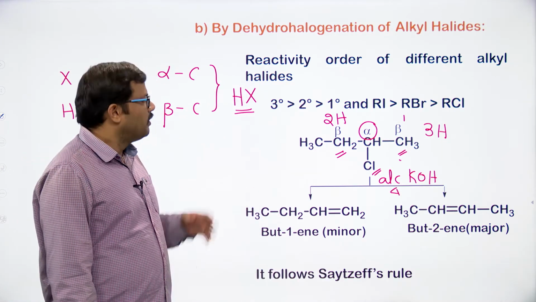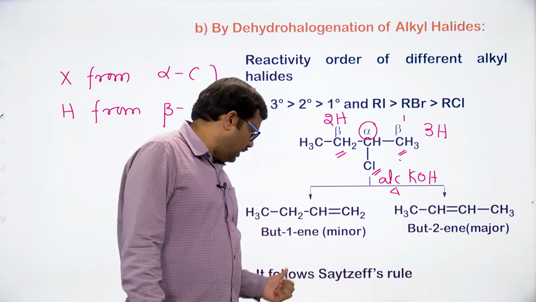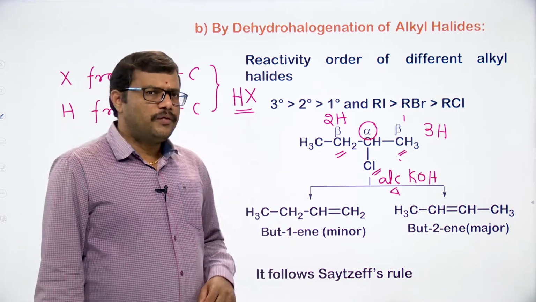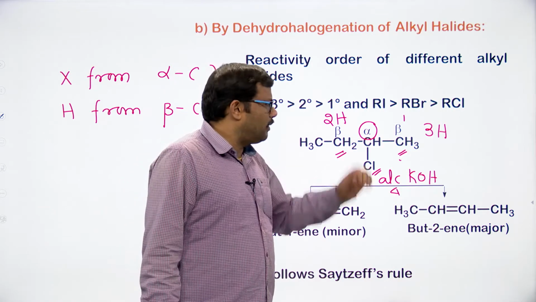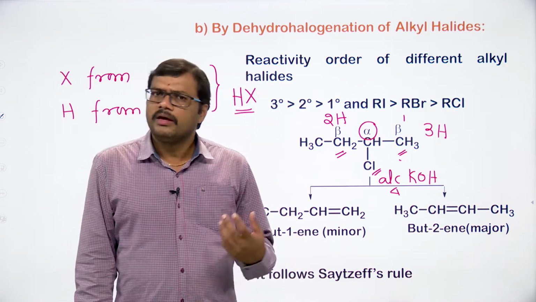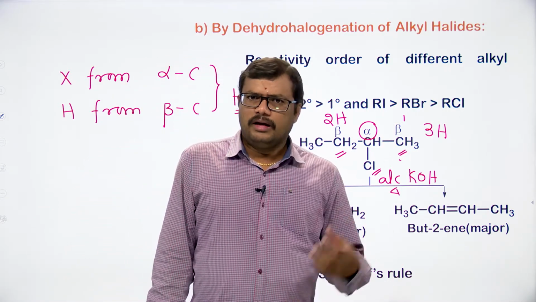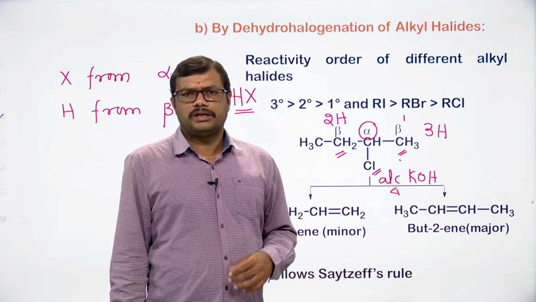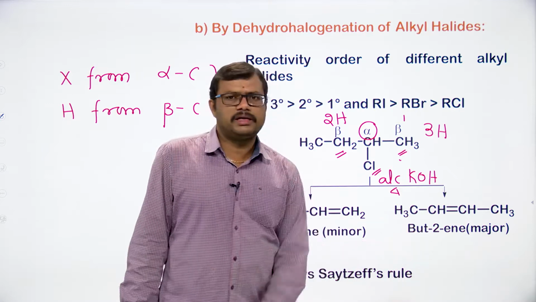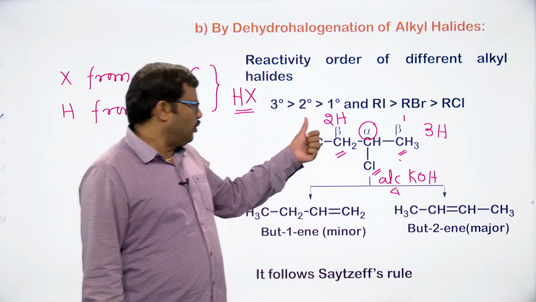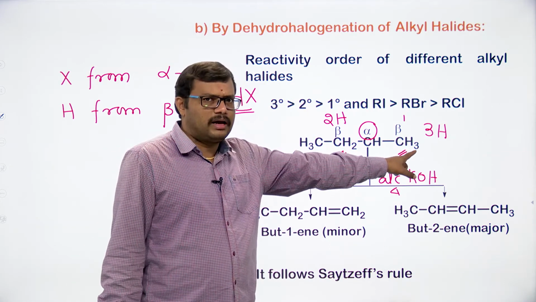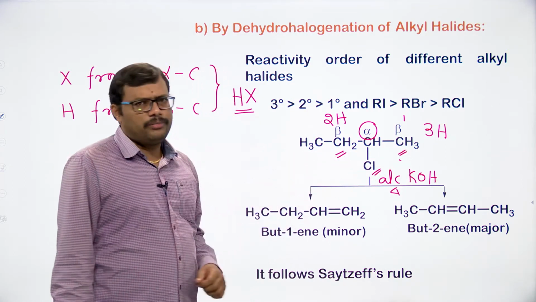Why is it so? Because this reaction also follows the Saytzeff rule, which we have discussed. Whenever we have 2 different types of beta hydrogens to be removed, the beta hydrogen from the carbon having the least number of hydrogen atoms is removed, and that product is formed as the major product. So when you remove this one, we get 2-butene, and when you remove the other beta carbon hydrogen, we get 1-butene as a product.